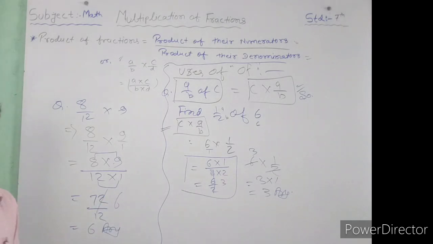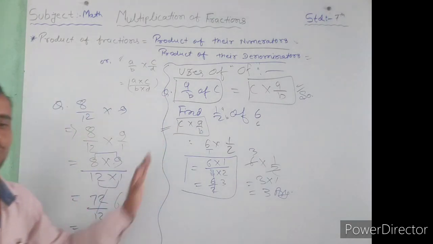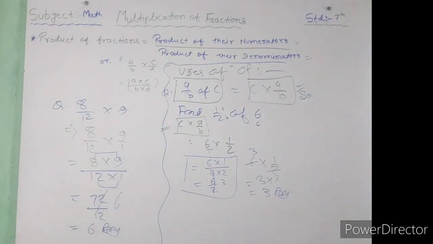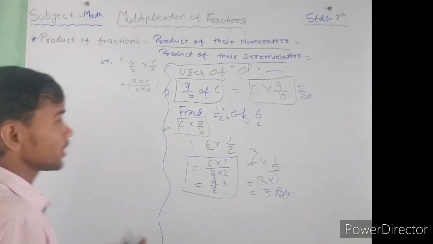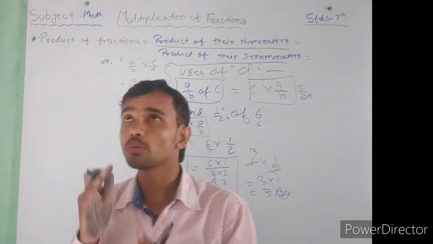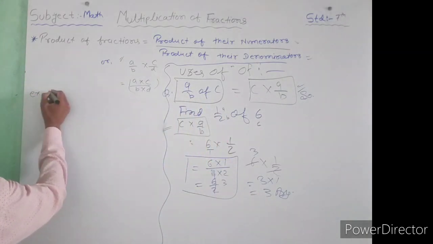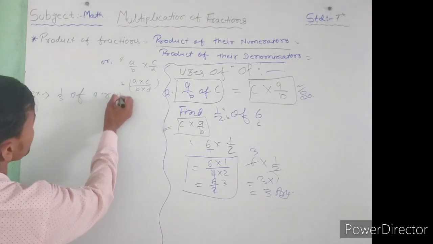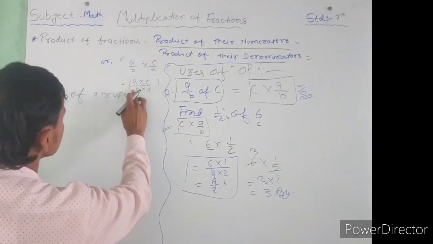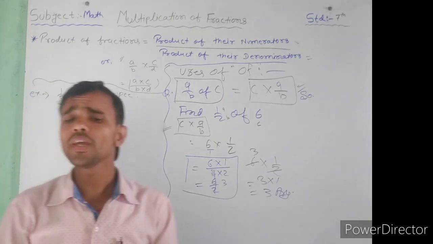You write that down. Okay, another example for you. Here I write another question: 1 by 5 of a rupee. So that's your other question. It means 1 by 5 of a rupee.